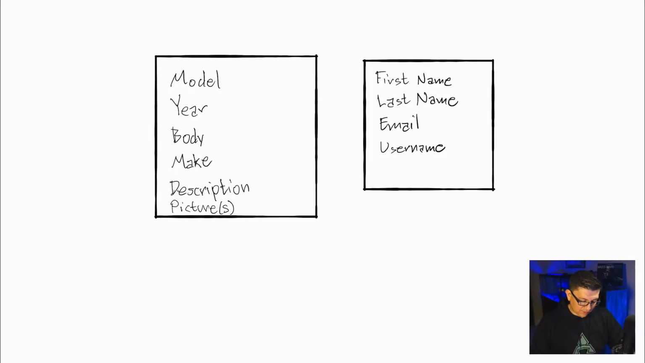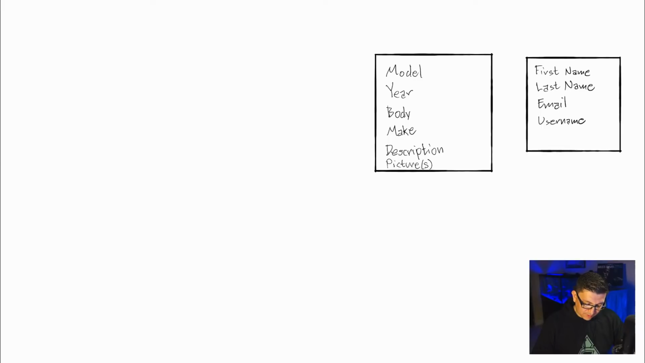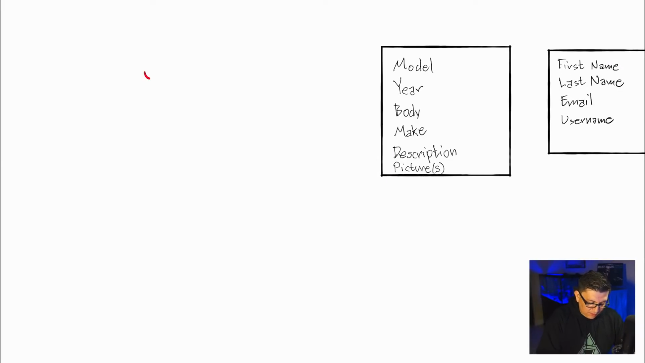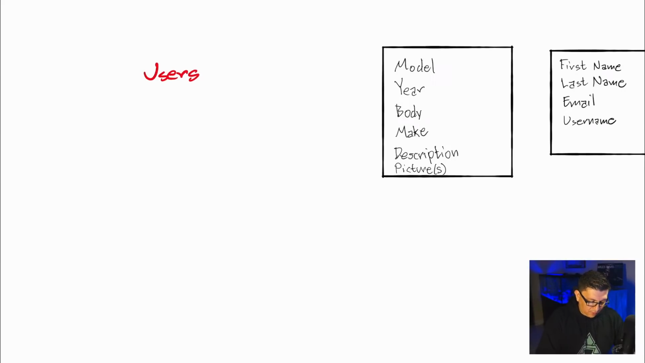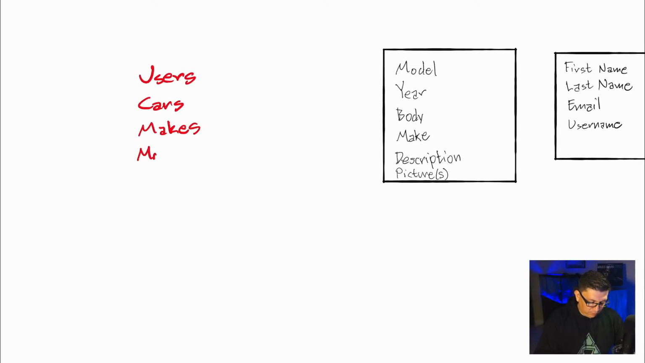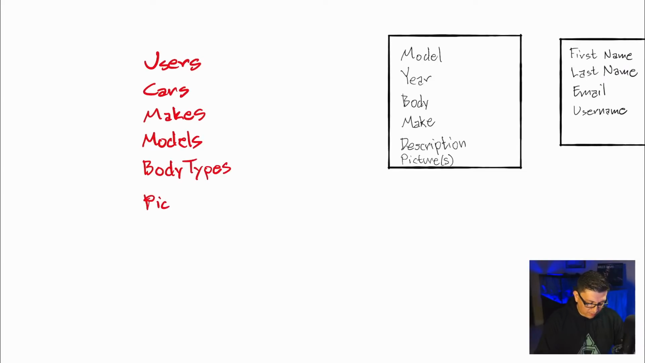Okay, so looking at this, let's break it up into pieces, right? So what are the different objects or entities that need to be stored in the database? So what I can see so far that stands out right away is the user or users. We also have cars, we have makes, we have models, we have body types, and we have pictures. We've identified the different entities that we'll have to create database tables for.